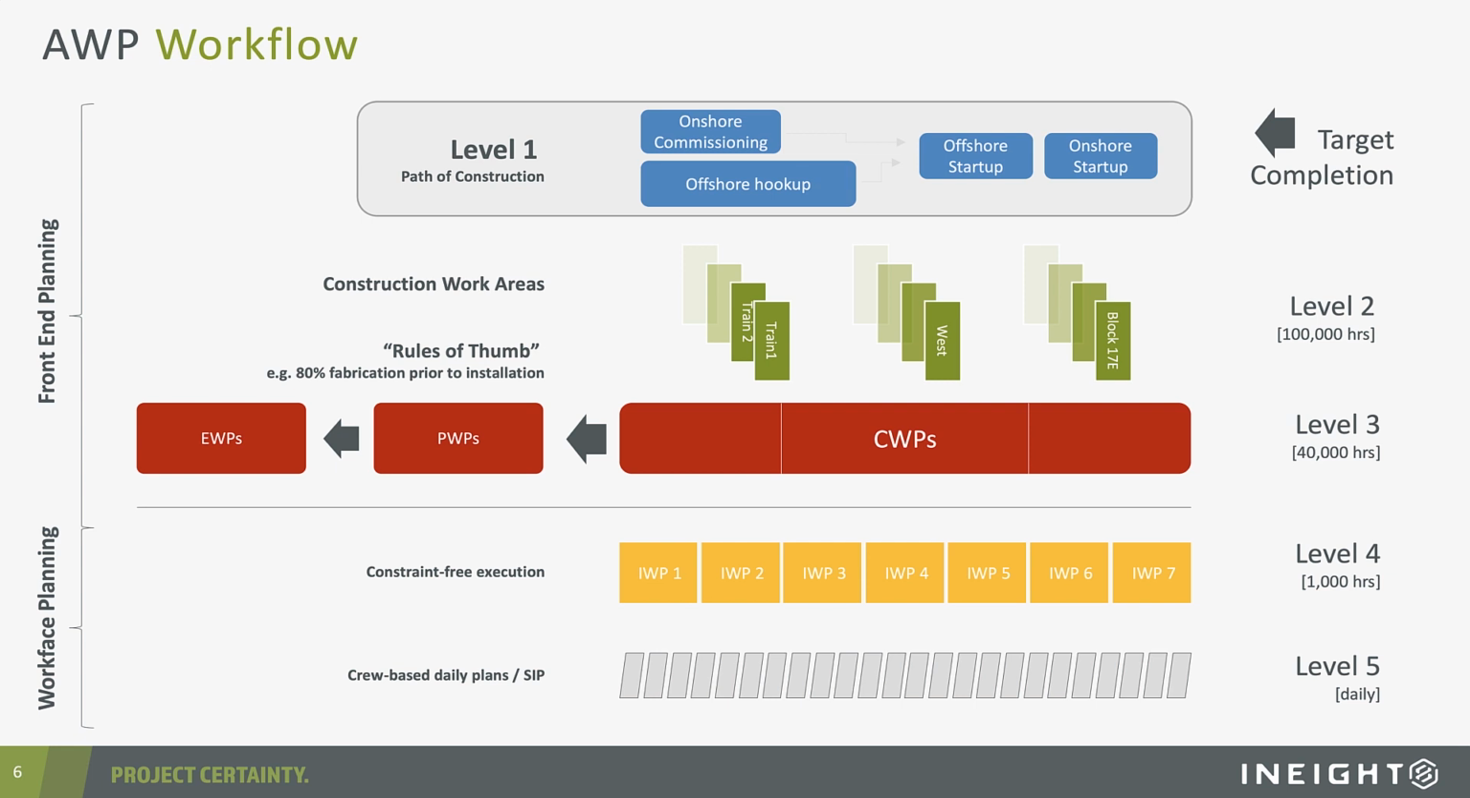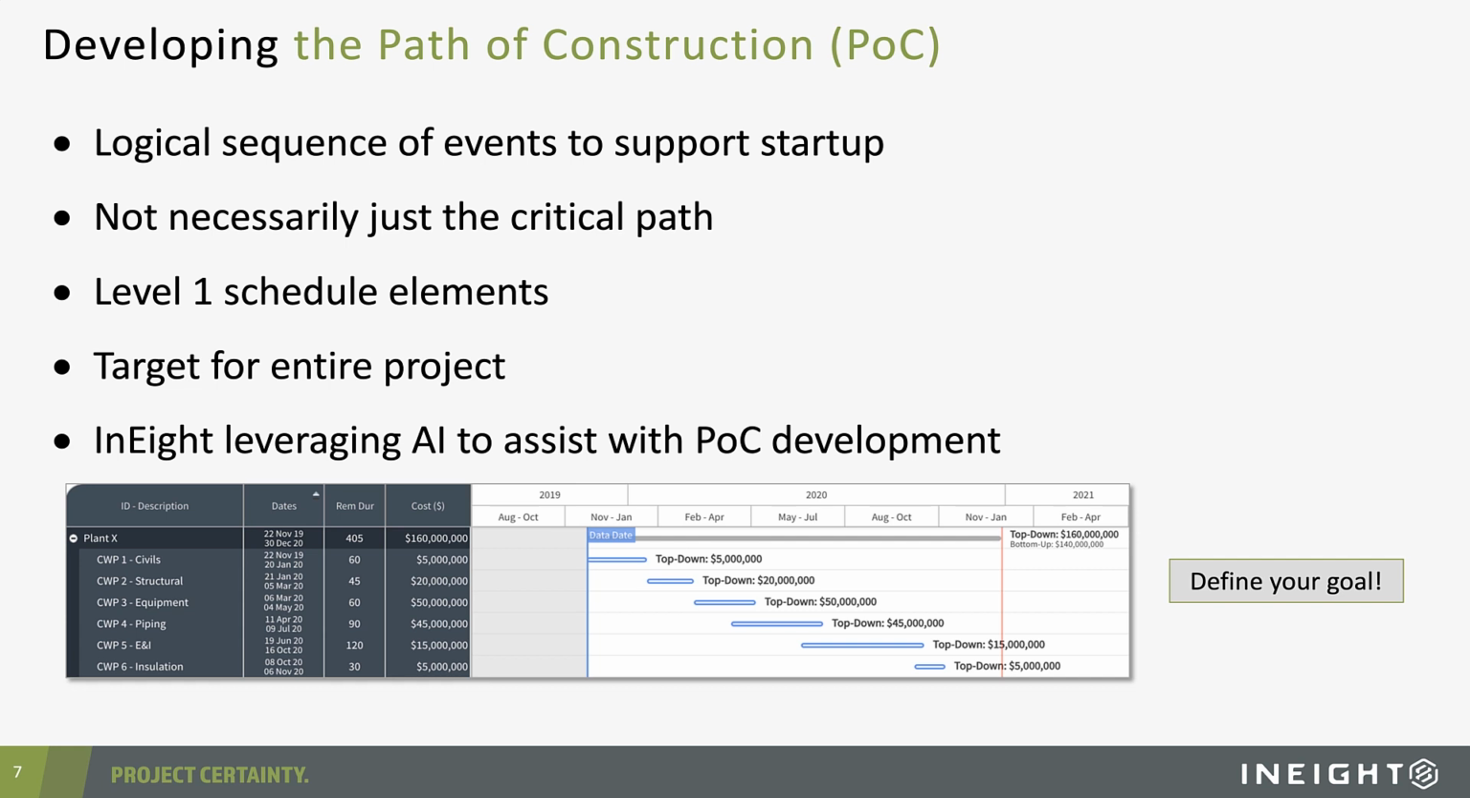Now, at that point, when we get into actual execution, that's when we take those CWPs and break them out into what we call installation work packages. They are much smaller elements of work, typically no greater than 1,000 man-hours. And again, taking that literally down to the daily plan or the short interval planning level, we then get into crew-based planning down at level 5. So let's take a look at each of those 5 levels in a little bit more detail.